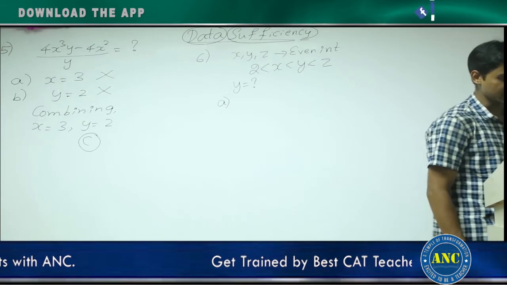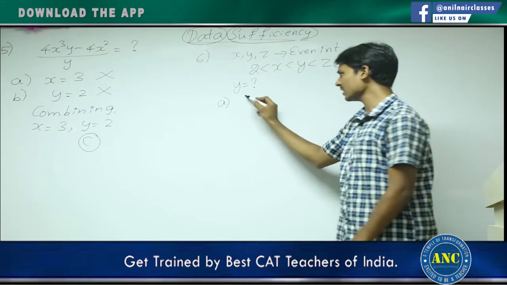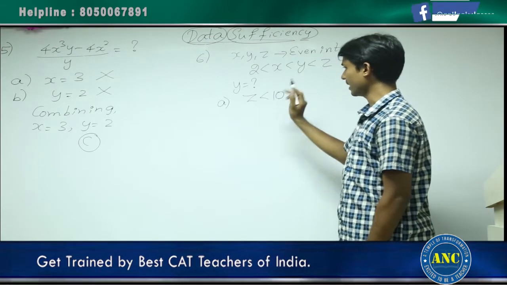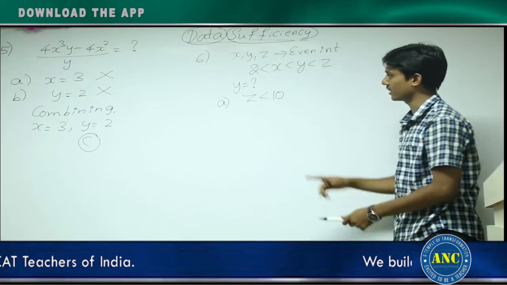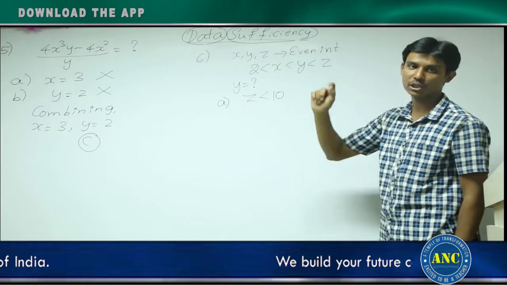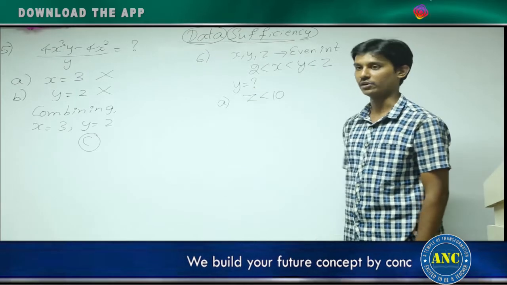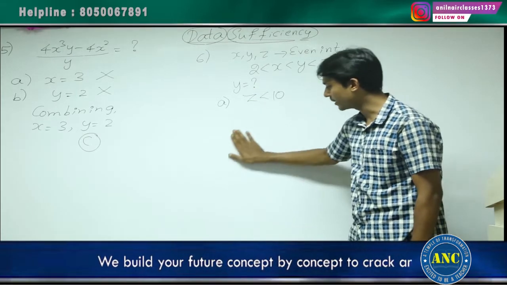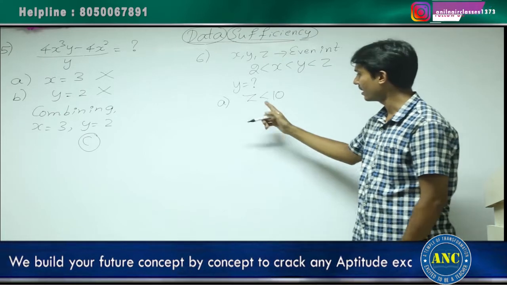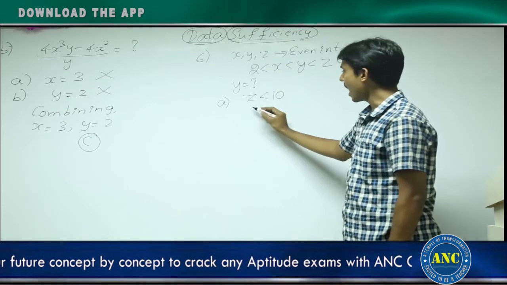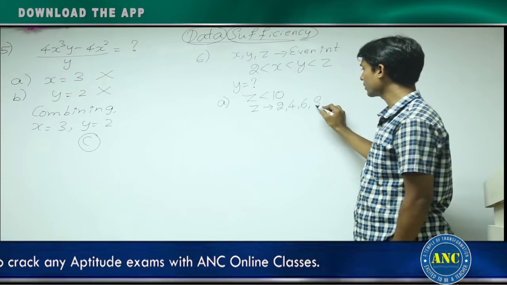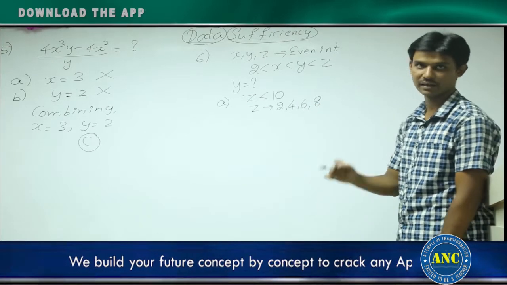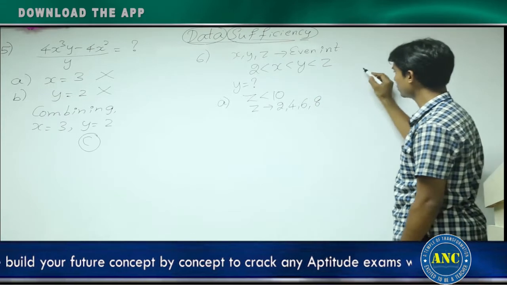Statement 1 alone is z is less than 10. Listen to this carefully. X, y, z should be even integers. This is the condition that needs to be satisfied. They are asking what is y value. First statement alone is z is less than 10. Z should be an even integer and it should be less than 10. What are the possible values of z? 2, 4, 6, 8. Right? Listen to this carefully. This is the condition given.